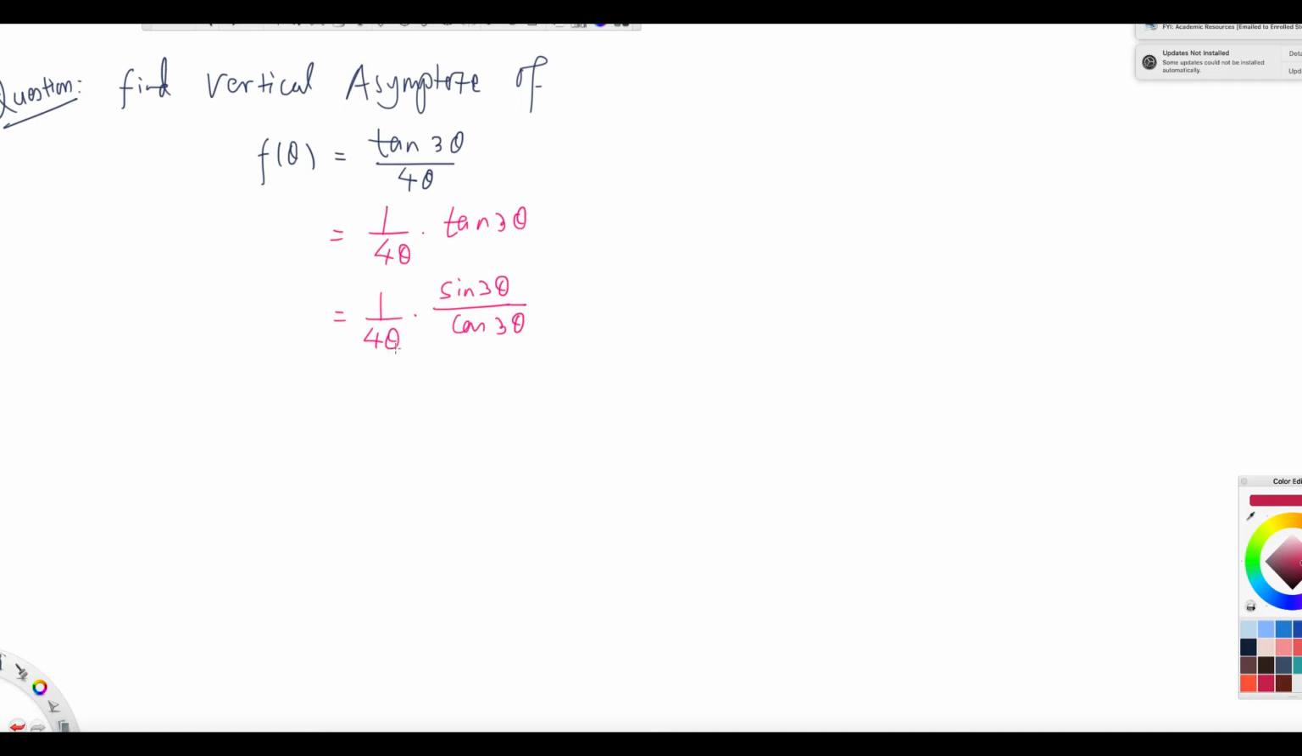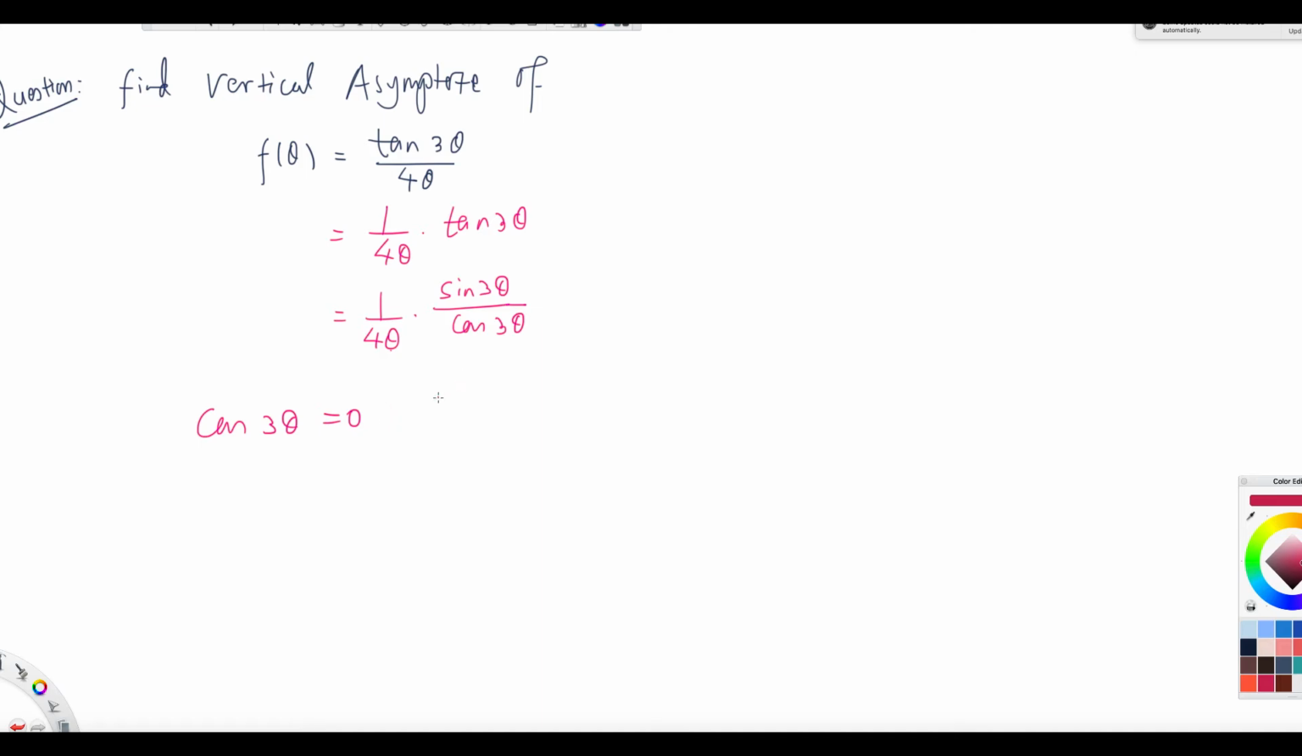So if you say theta equals 0, that will make the denominator 0, but that will also make the numerator 0. So we ignore theta equals 0. It is not a vertical asymptote because theta equals 0 makes both numerator and denominator 0. So the vertical asymptotes are those that make the denominator 0 only. Okay, so we avoid writing theta equals 0. So let us write cosine 3 theta equals 0, right?